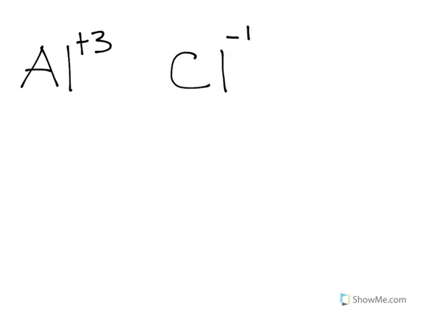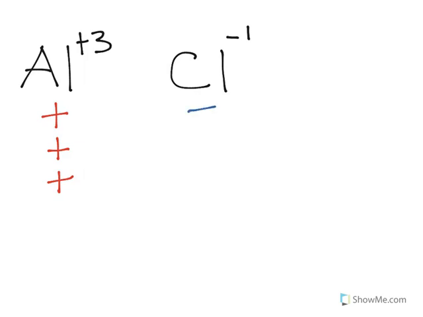Let's try another one. Let's try a mixture of aluminum and chlorine. Aluminum is a metal. It is found in group 3A. It has a charge of +3. Chlorine, as we said previously, falls in group 7, therefore 7A. Therefore, chlorine has a charge of -1. So, 1 aluminum has 3 pluses. 1 chlorine has 1 minus.